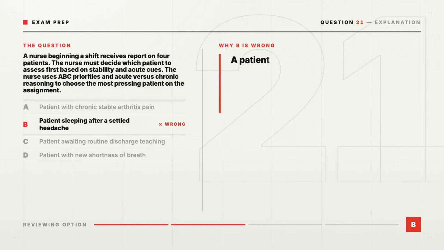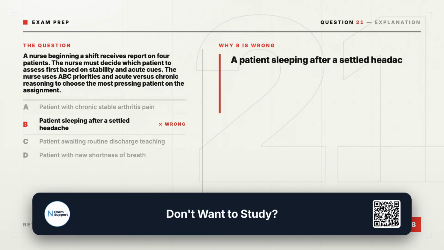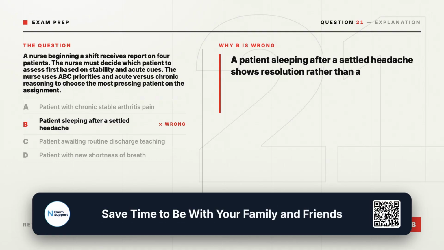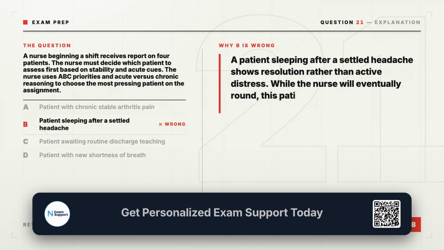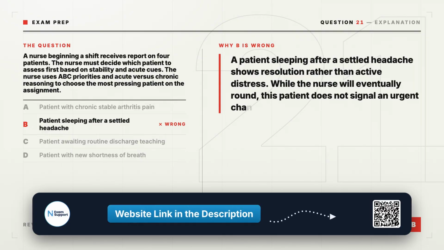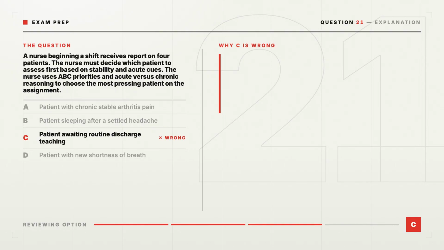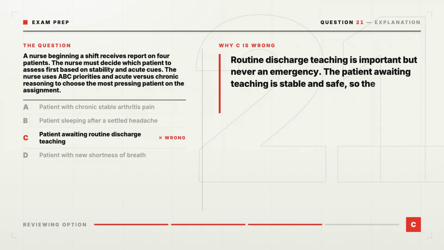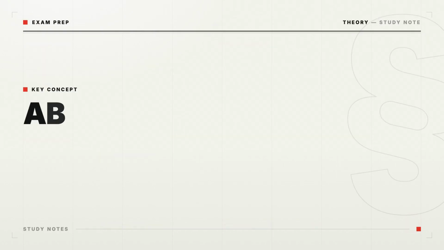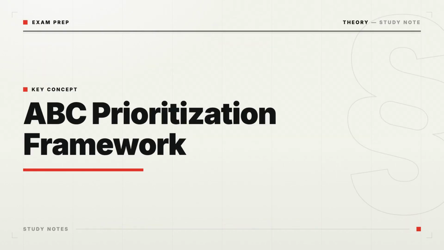B is wrong because a patient sleeping after a settled headache shows resolution rather than active distress. While the nurse will eventually round, this patient does not signal an urgent change and can wait safely. C is wrong because routine discharge teaching is important but never an emergency. The patient awaiting teaching is stable and safe, so the nurse can pick up that task once urgent ABC concerns have been addressed. Every shift begins with a choice, which patient to see first.